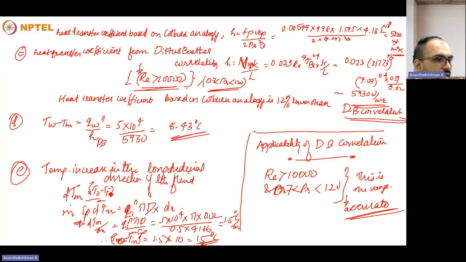And then finally, we determine the temperature increment of the fluid through an energy balance of the control volume, from the inlet to the outlet of the fluid. If we consider a pipe, this is the T in, T out, and this is the heat transfer. The heat transfer is equal to the heat flux multiplied by the surface area, that is pi d times the total length. That will be equal to the energy transferred to the fluid within the control volume, so m dot Cp times dT. From that, we can calculate the increment in the temperature. That is 15 degrees Celsius.